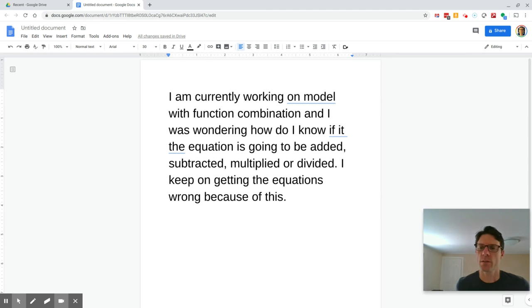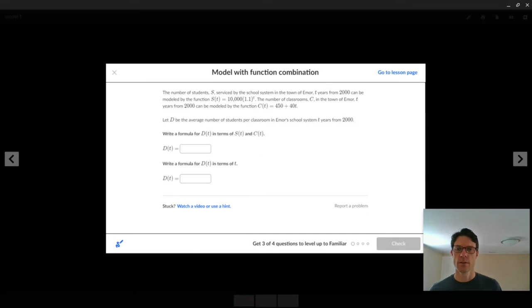Okay, I got a really good question from a student about the model function combination skill. That's when you have to put a couple of functions together in order to create another function. So this student is just like, here's an example of that. Let me show you real quick.